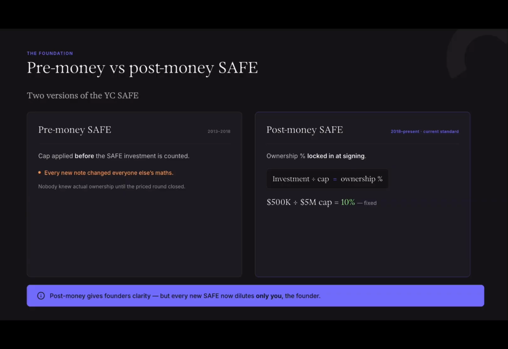The trade-off for founders is real. Post-money safes give you clarity, but every new safe you issue dilutes only you. Prior safe investors are protected. Under the pre-money structure, dilution was shared more broadly. The video from here uses post-money safes, the current standard. If you're signing a safe today, it's almost certainly post-money.